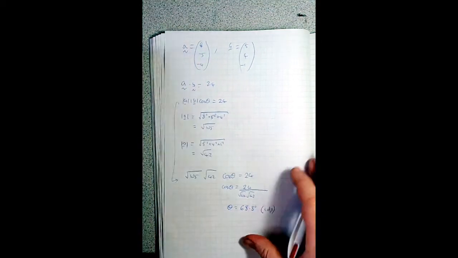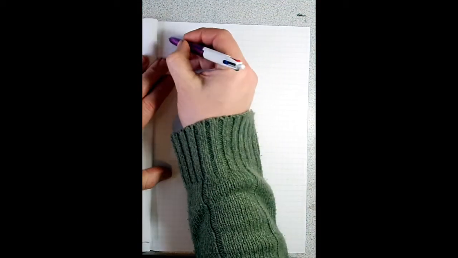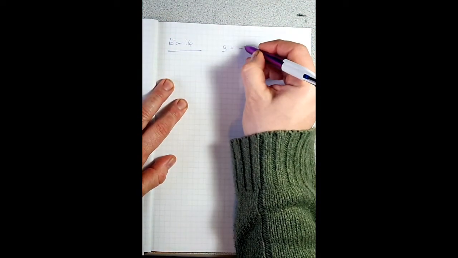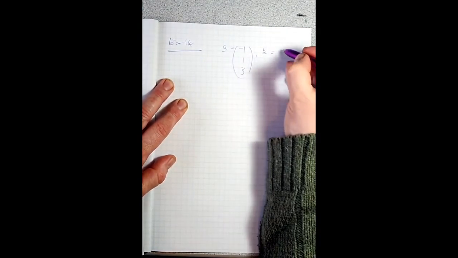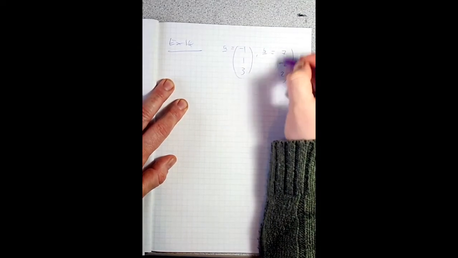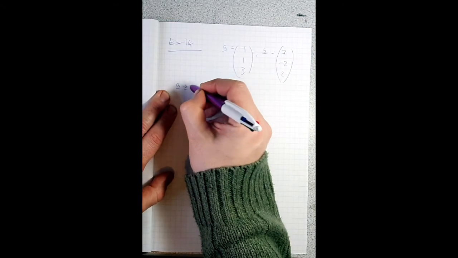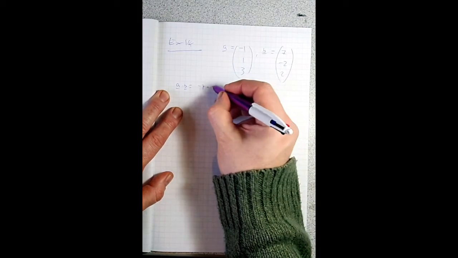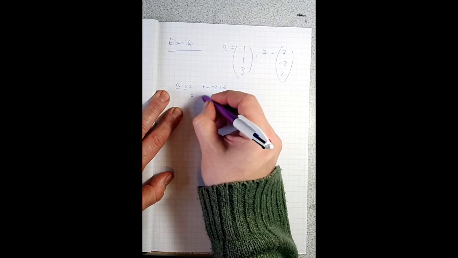Example 14, same. Let's have a go at it. A is minus 1, 1, 3. B is 7, minus 2, 2. Find the angle. So A dot B is minus 1 times 7, add 1 times minus 2, add 3 times 2, which is minus 3.